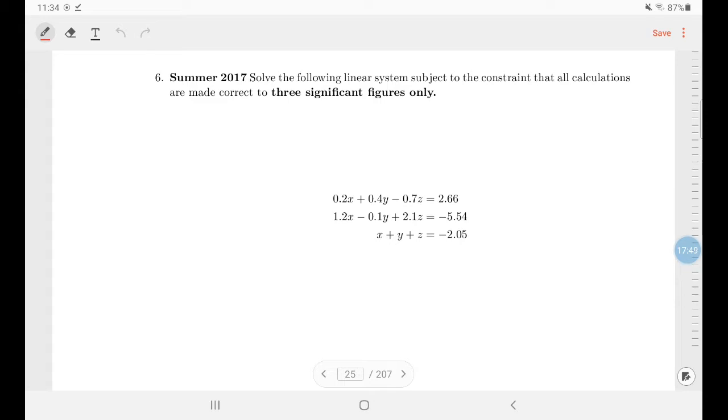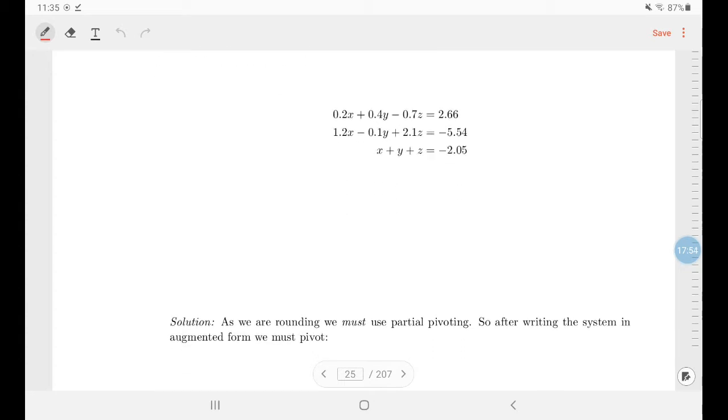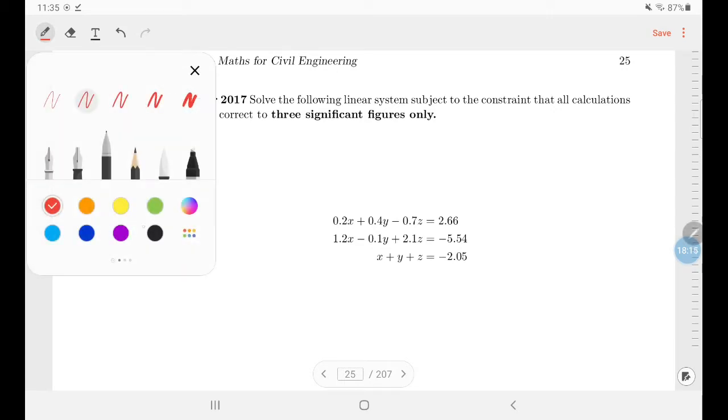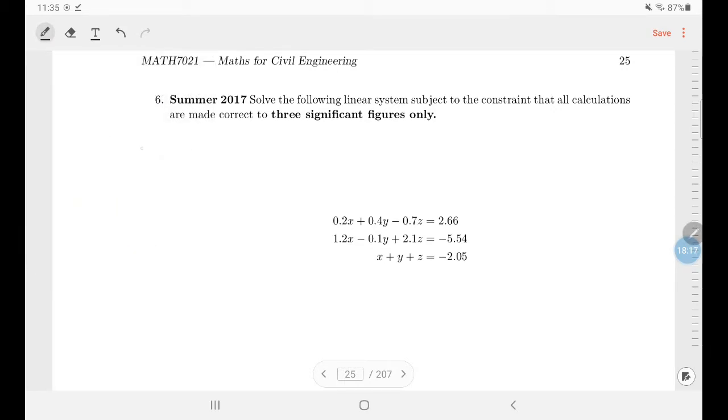Okay, so solve the following linear system, with the constraint that all calculations are made correct to 3 significant figures. Now, if you're forced through rounding, you must use partial pivoting because you need some protection against rounding error completely changing the solution, and partial pivoting does that for you. Now what I'll do, I will use the whole page, right? So I'll start up here and I'll write this in augmented form. So now this first frame you wouldn't actually write because we'll explain in a second. So I'll show you the first frame you would write.